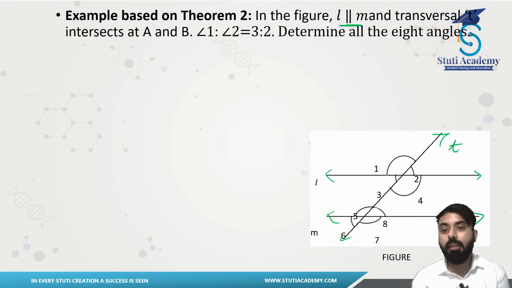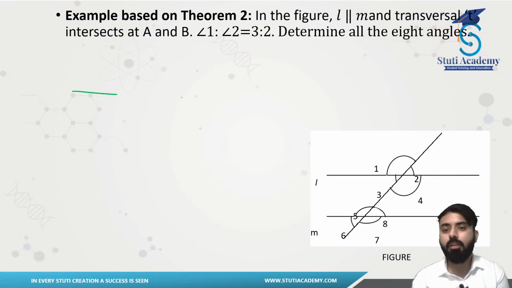Intersecting at A and B, this is the point A and that is the point B, such that angle 1 to angle 2, the ratio between these two angles, is 3 is to 2. Now we have to do what? We have to determine all the angles. Now you guys see, this is quite easy. We can do this verbally.